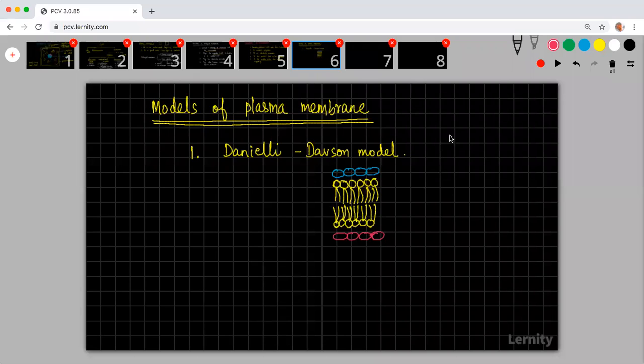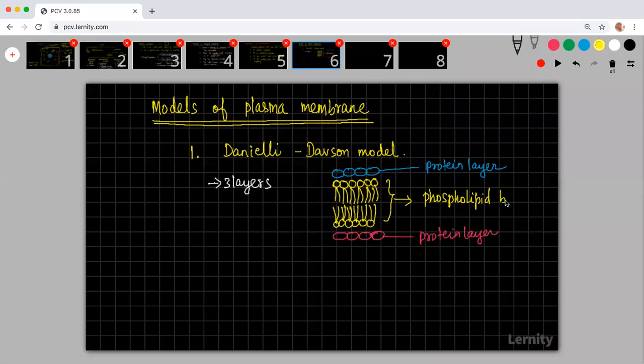So according to this model, there are three layers. What are the three layers in the plasma membrane? This one is a protein layer. This one is also a protein layer. And this one is a phospholipid bilayer.